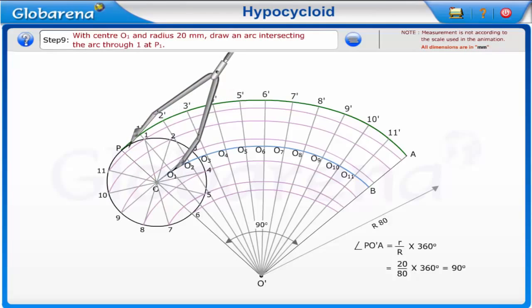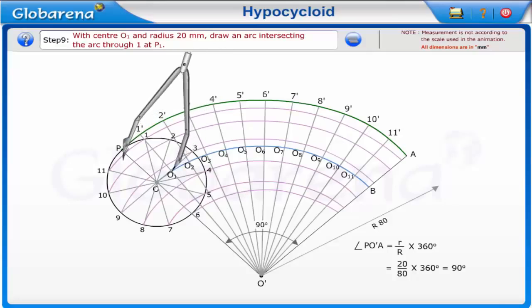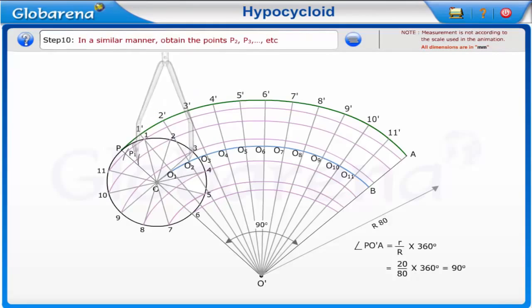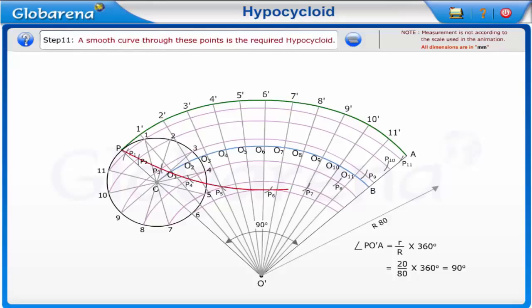With center O1 and radius 20 mm, draw an arc intersecting the arc through 1 at P1. In a similar manner, obtain the points P2, P3, etc. A smooth curve through these points is the required hypocycloid.